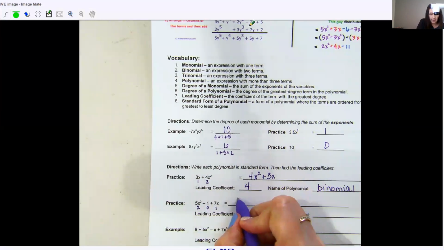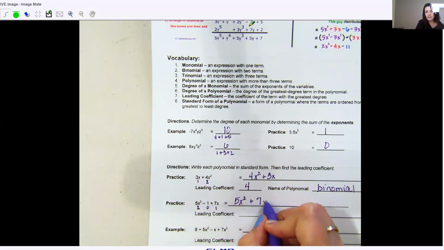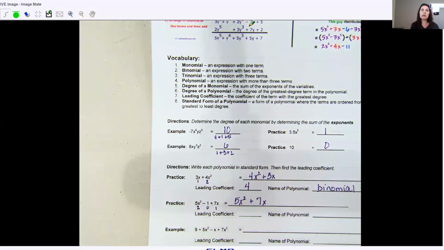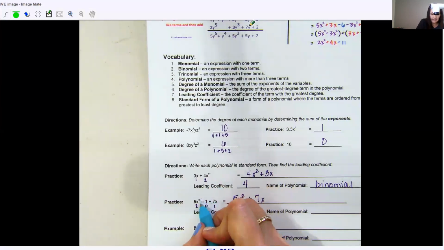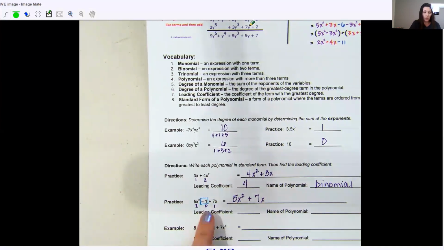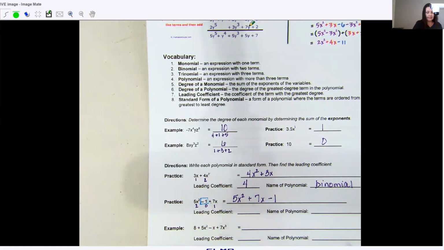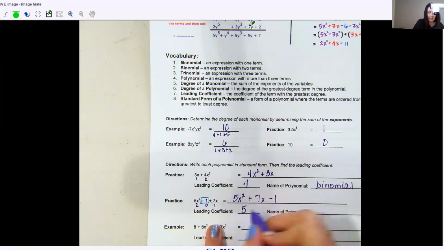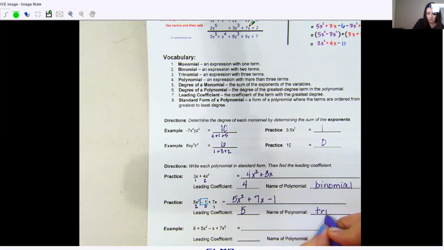So I'm going to order these. So I have 5x squared, that's my greatest degree, and then plus 7x. Now on this part, I want you to be very careful because the sign that you take with the term is the sign that's in front of the term. So in this case, because 1 has a negative in front of it, whenever I write it, or subtraction, I will write it as minus 1. My leading coefficient is 5. And since this has 3 terms, the name of the polynomial is a trinomial.